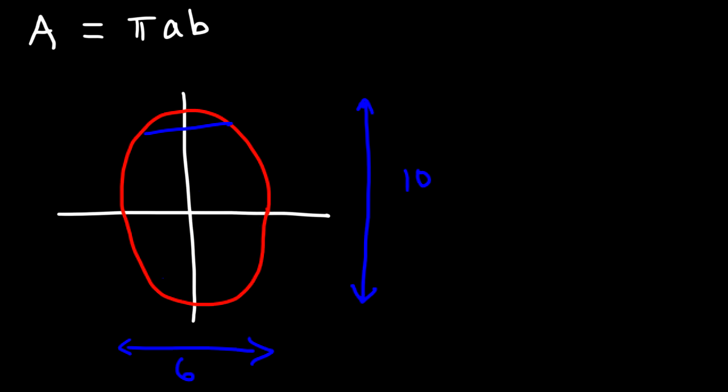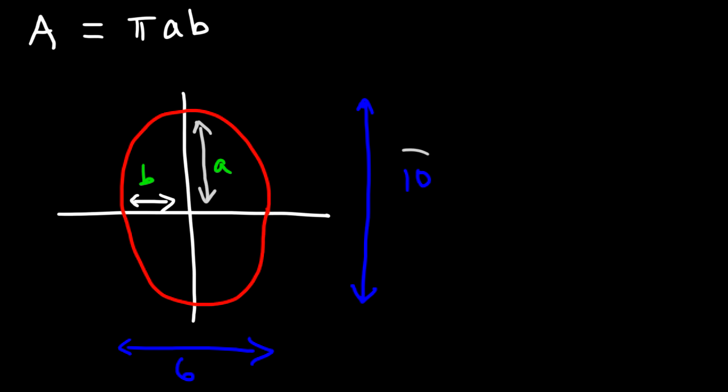So we need to know what is A and what is B. So A is the distance between the vertices and the center of the ellipse. It's along the major axis. B is the distance between the minor vertices and the center of the ellipse.